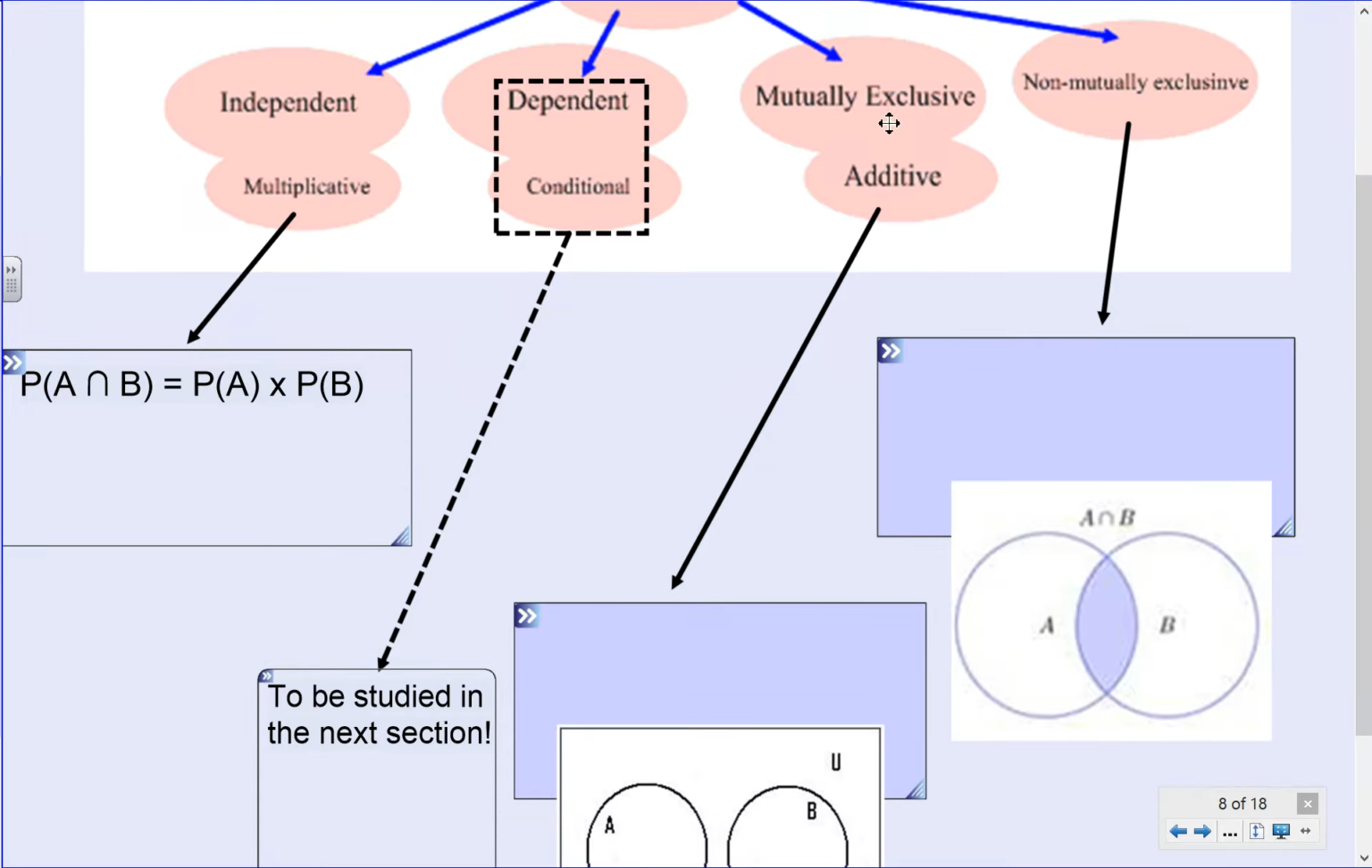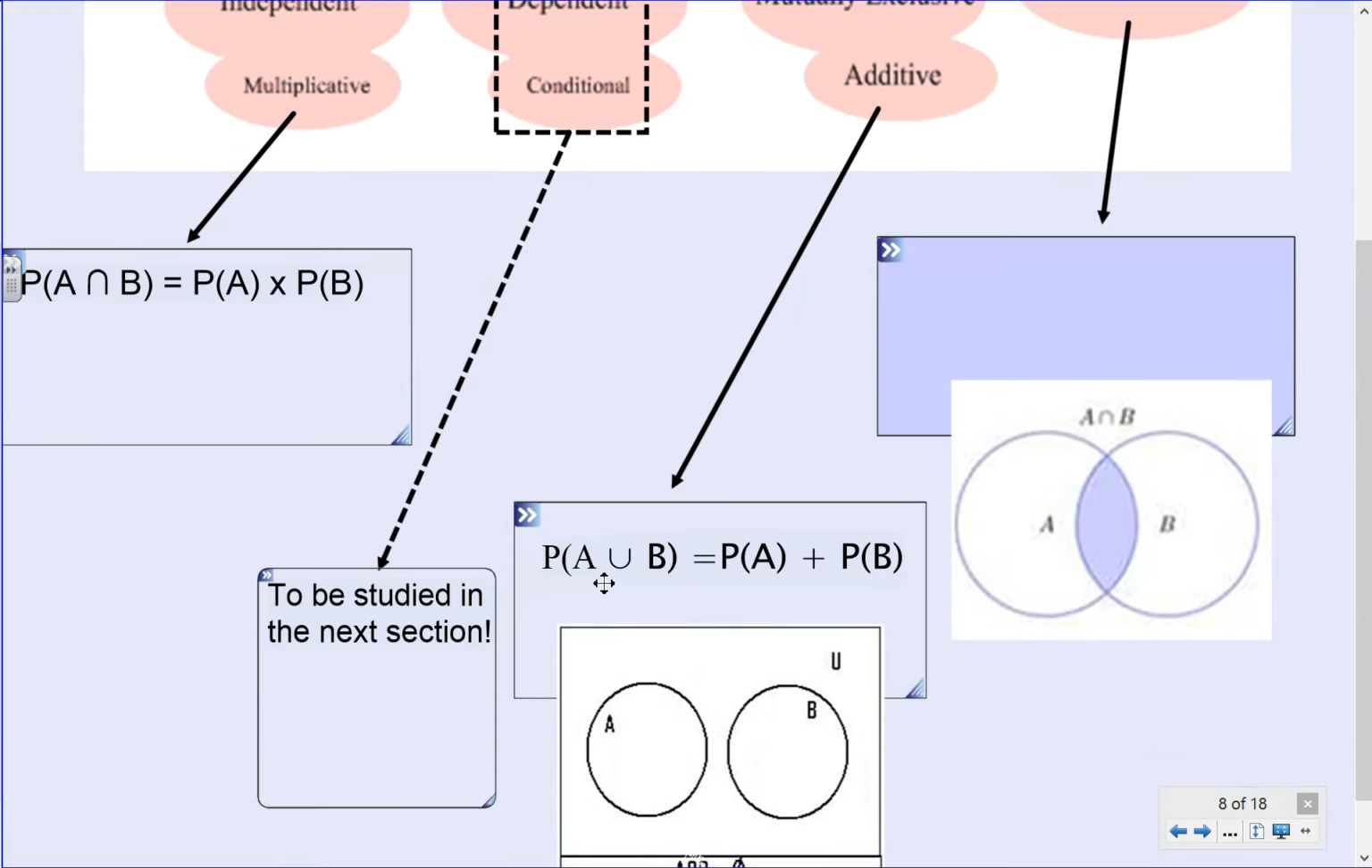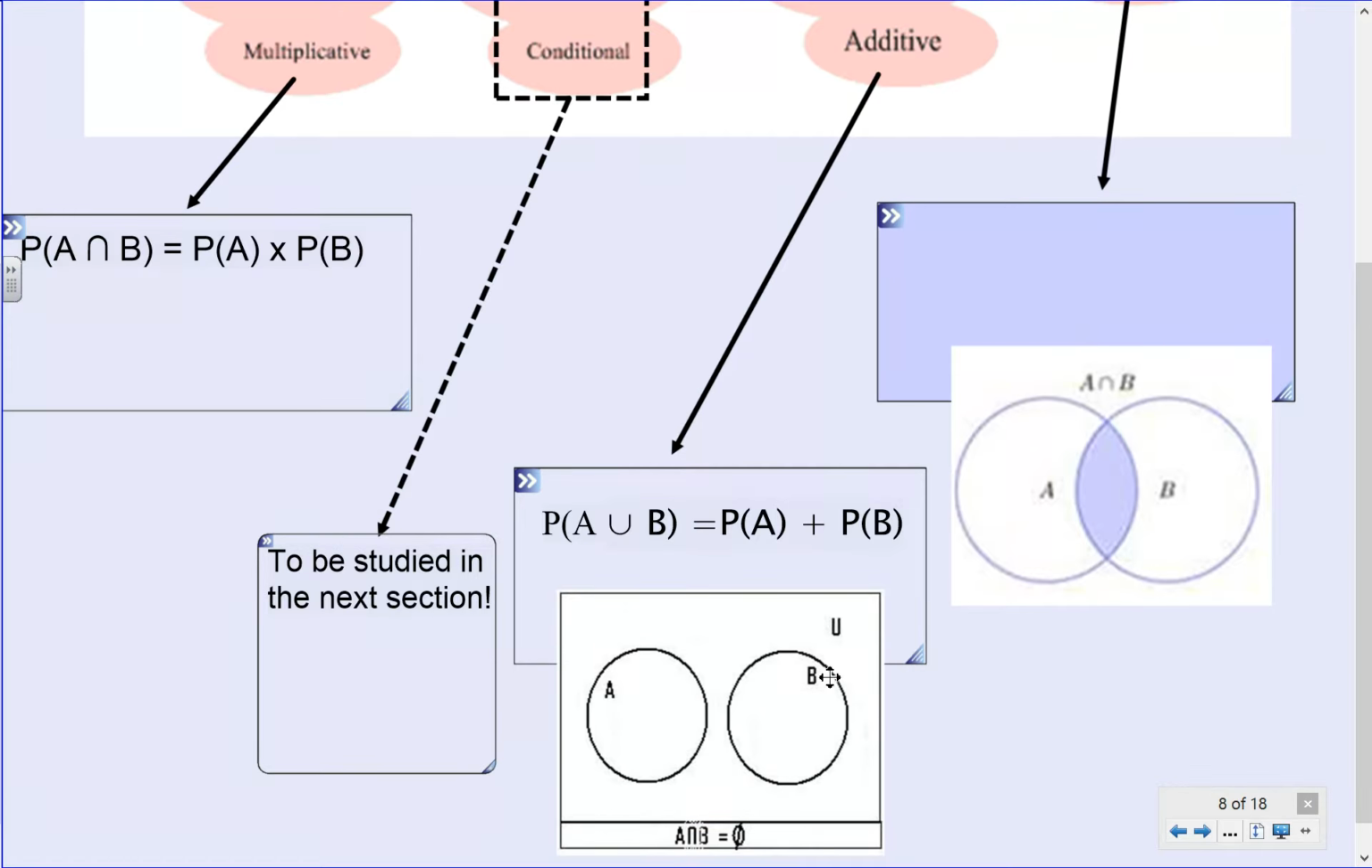So if it's mutually exclusive, we will be using the additive principle for what we call the union. So that is A union B, also known as A or B, is the sum of the two individual probabilities. And you can see below is a quick diagram that shows the disjoint sets and that they have no elements in common. So in the intersection of A and B, we have the null set or the empty set. They share no elements in common.